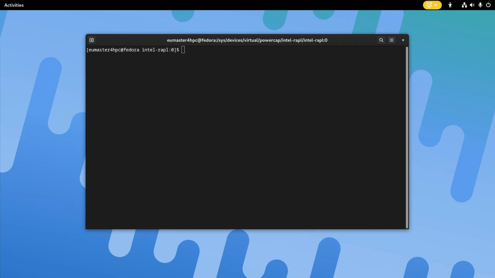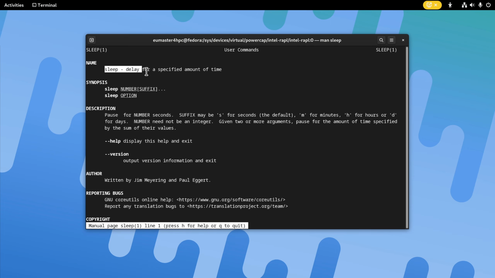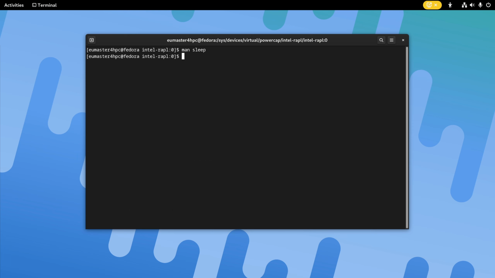Let's now try measuring the idle energy consumption of my computer. In order to do so, we need to record the value of energy_uj in 2 points in time and take into account the time difference. I will use the sleep utility to wait a specific amount of time between measurements. First, we read the value of energy_uj, sleep for 5 seconds, and then read the value again. Let's execute it and wait 5 seconds.